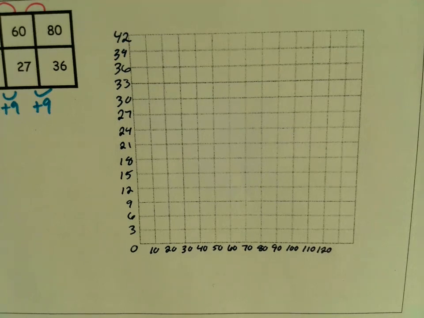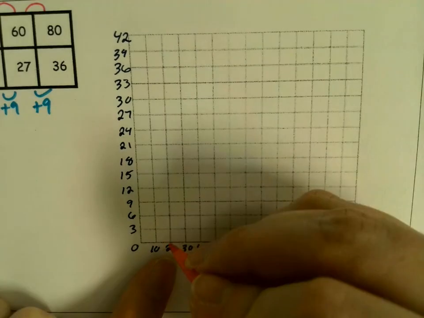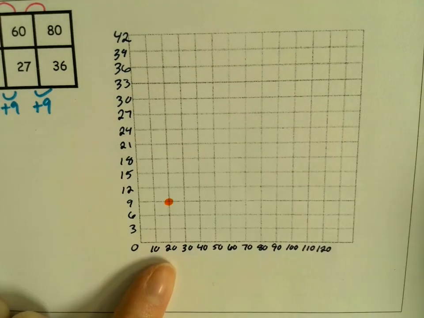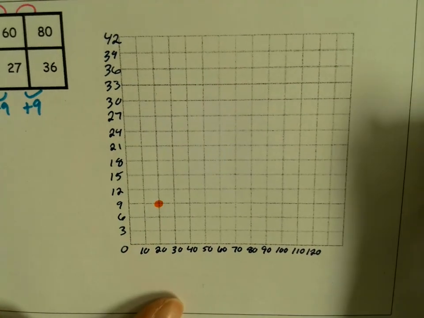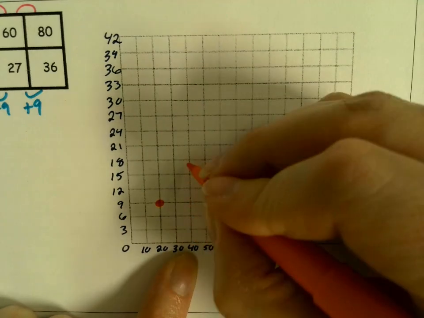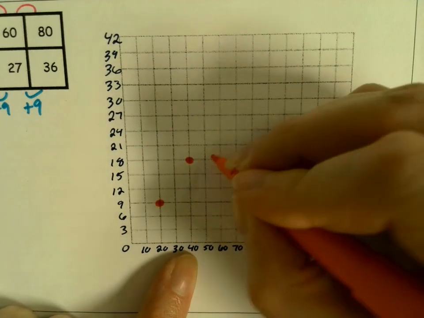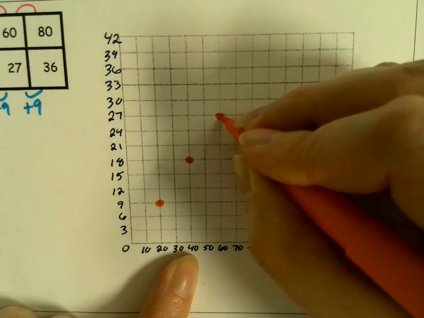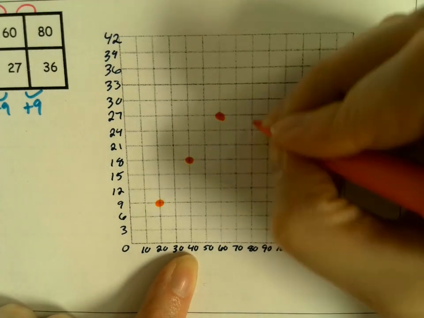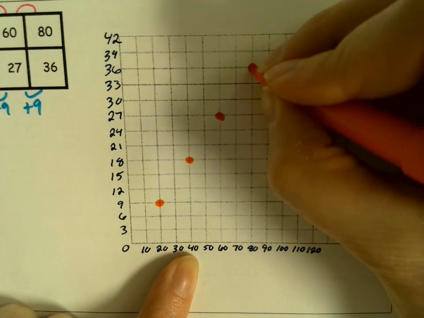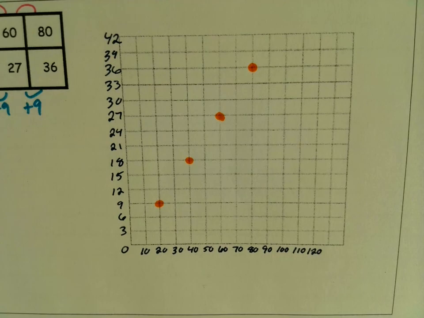All right, now I just have to plot the points. When x is at 20, y is at 9. So I'm going to plot it right here. And that's nice because it plots directly on the units. At 40, we're at 18. At 60, we're at 27. At 80, we're at 36. Okay, now I'm going to connect them.